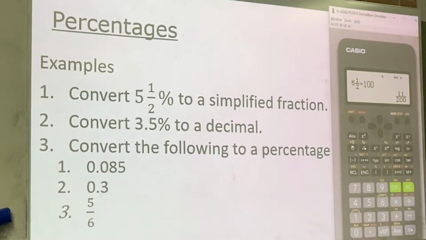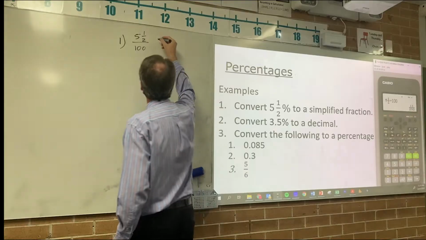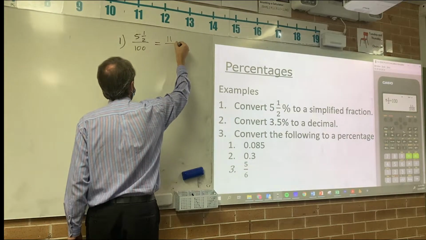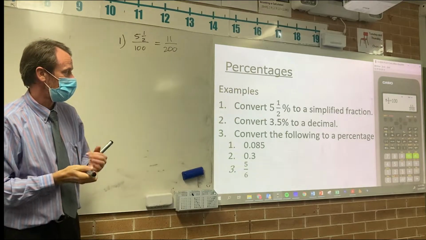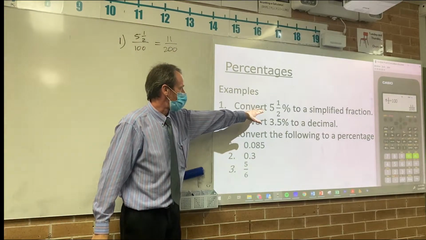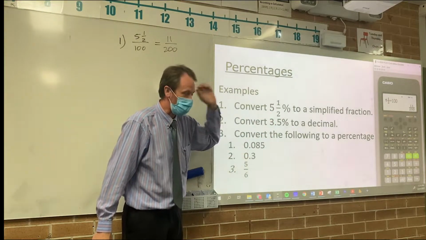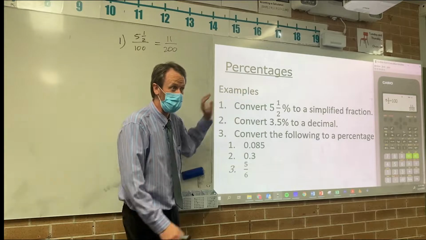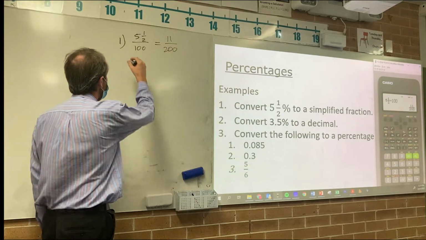And press equal. So I'm just typing it in as it is. And look, it gives me the answer, 11 out of 200. So that's what we get, 11 out of 200. That's how we convert a percentage to a fraction. And I've done it with the hardest example, which happens to be a fractional percentage.